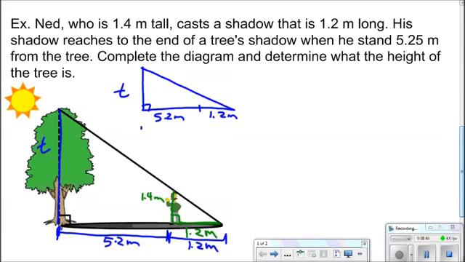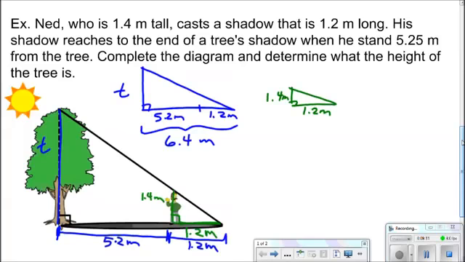So this is the larger triangle for the tree, and so the full length of the tree shadow is 5.25 and 1.2. And we should point out that I made a mistake here. He is 5.25 meters, so that actually is 6.45 meters, his shadow. I will fix that in a couple seconds. I remember I went back and did that. And so then we draw the smaller green triangle for Ned, his height and his shadow length.